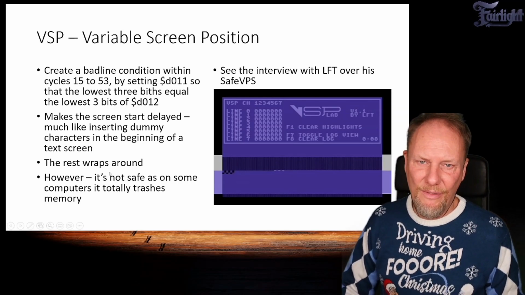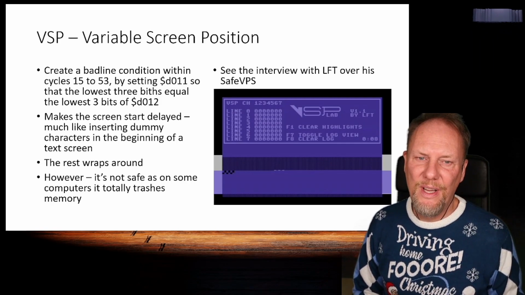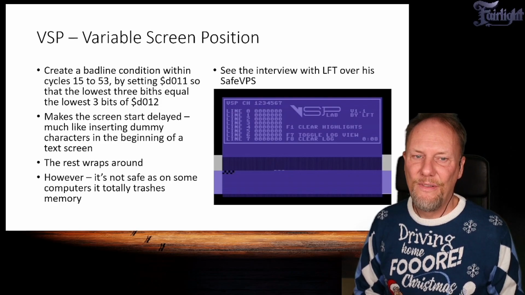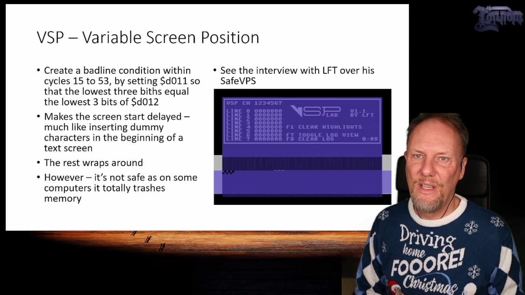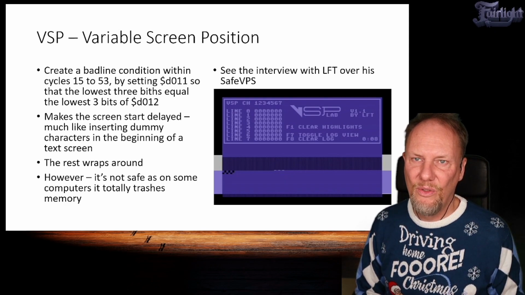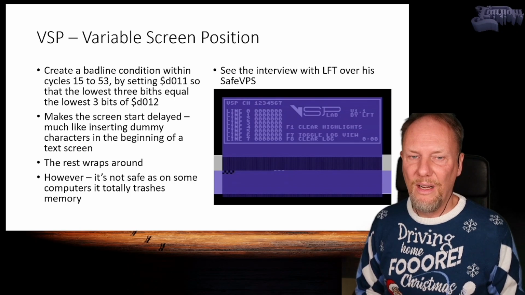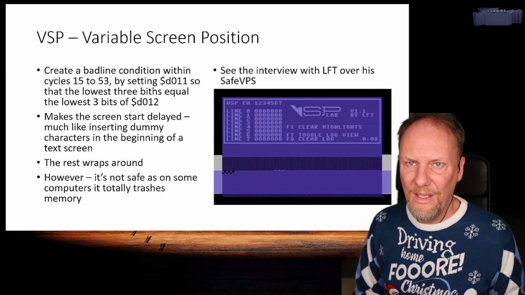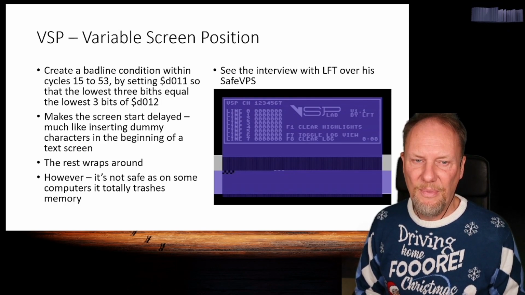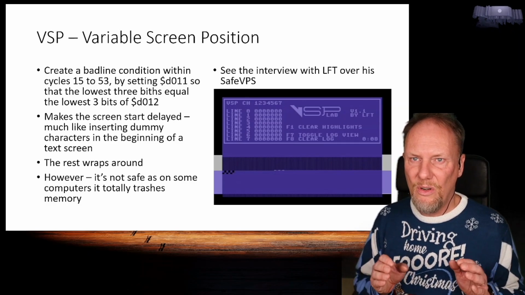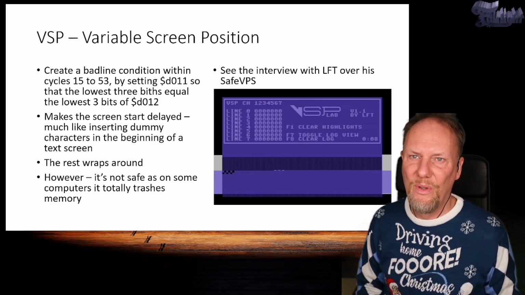Okay, now VSP, variable screen position. If you create a bad line condition within cycles 15 to 53 by setting D011 so that the lowest 3 bits of D011 are the same as the 3 bits of D012, then the VIC sees that, oh my god, I need to set this to a bad line. And then it sets it to a bad line, reading the character pointers, and updating everything. But then it's not starting at the start of the row. It's starting at a later position of a row.